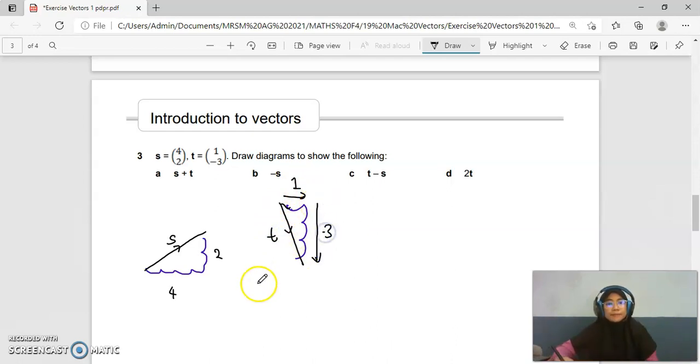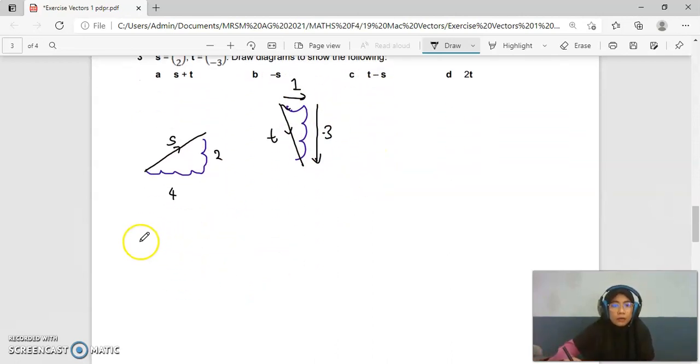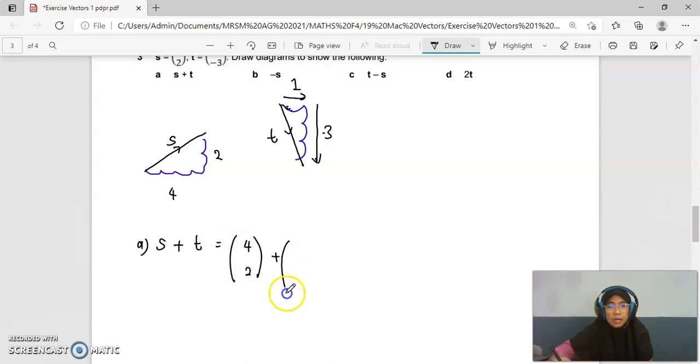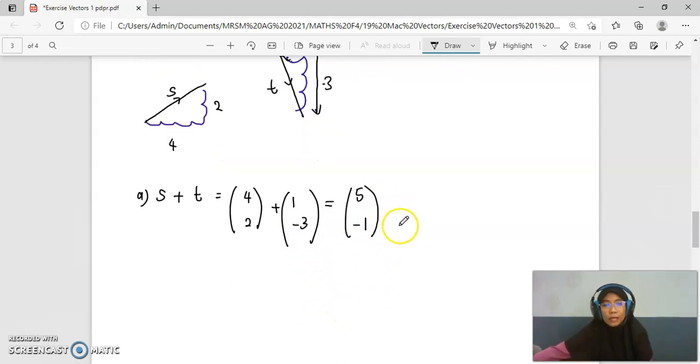Okay, so now the diagram to show s plus t. How do we have to draw s plus t? First things first, there are two methods. Either you draw a diagram, or to make it easier, you add s plus t first. So (4, 2) plus (1, -3). For this part, 4 plus 1 is 5 and 2 plus negative 3 is negative 1. So s plus t is actually (5, -1).